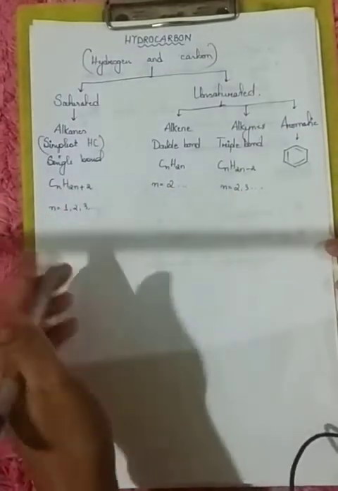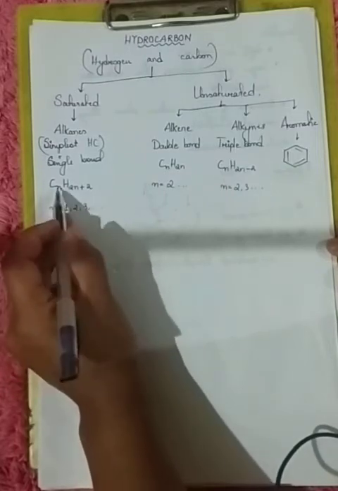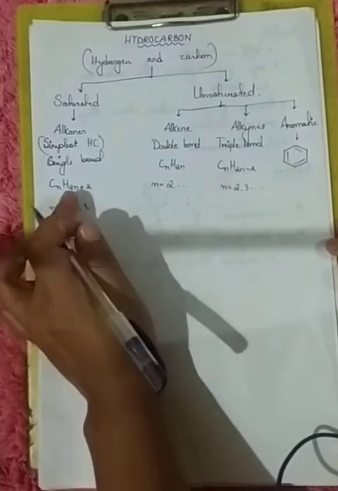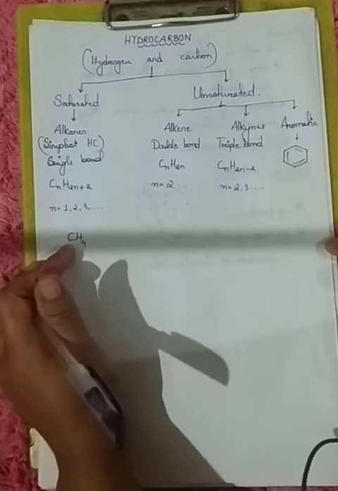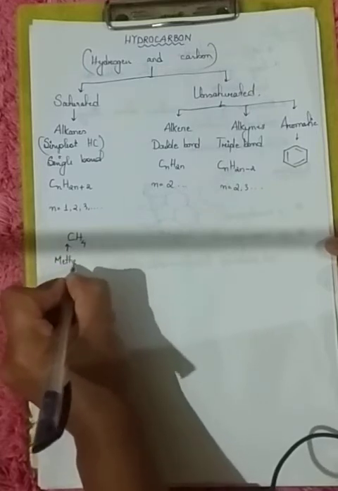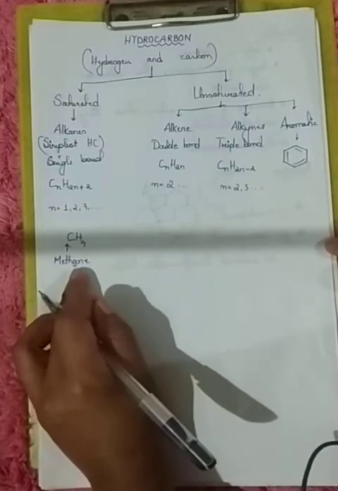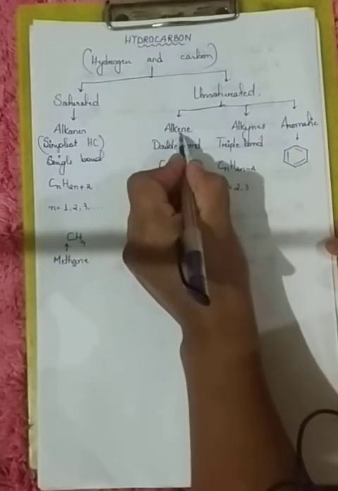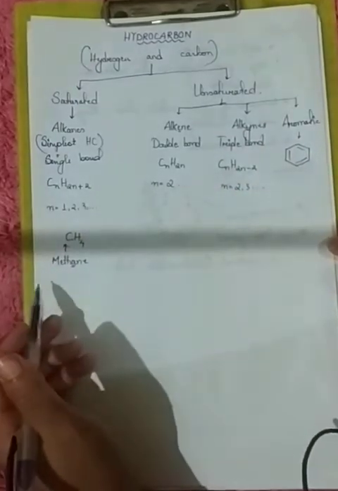Now for alkanes, when n equals 1, that means carbon 1, so 2 plus 2 is 4: CH4. The first and simplest hydrocarbon known is the CH4 molecule. This one carbon compound is known as methane. The ending ANE means single bond, ENE means double bond, and YNE means triple bond.